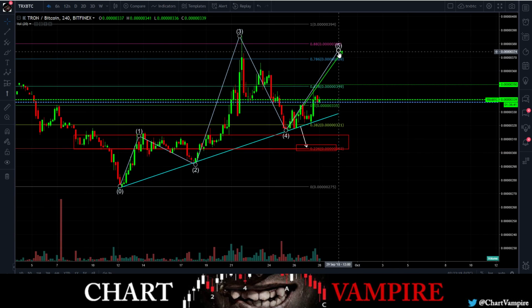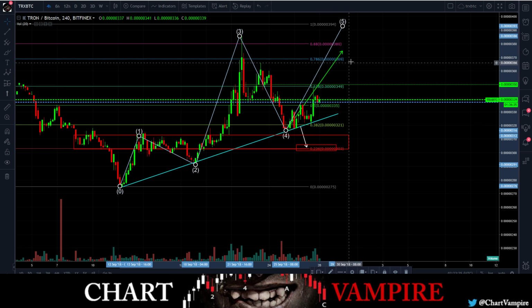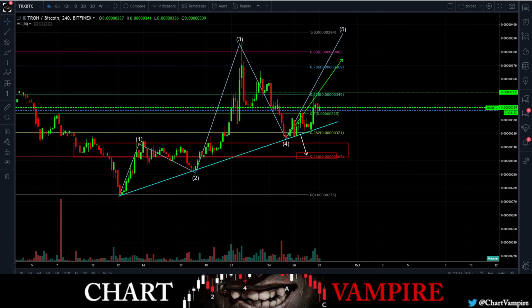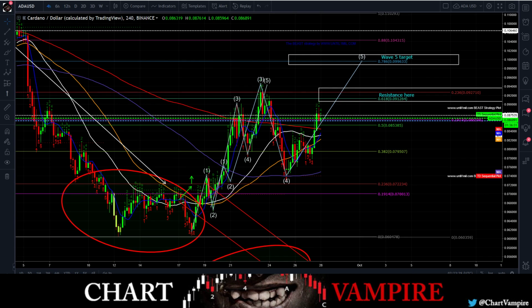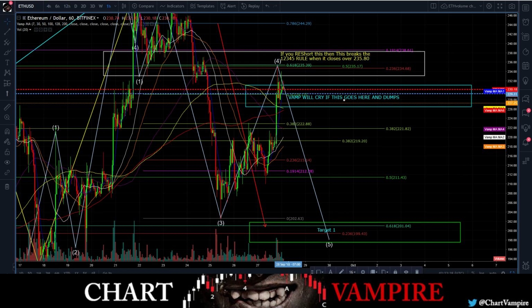XBTC, same thing. Now you've got more room here. This still seems like you're just starting a wave one of five here. And you've got a ways to go on Tron, but for sure on ADA, this looks like you're still finishing out your three, looking for your four, going to post up your five. Limited area. I have no idea on XRP over here. And then there's my volume.